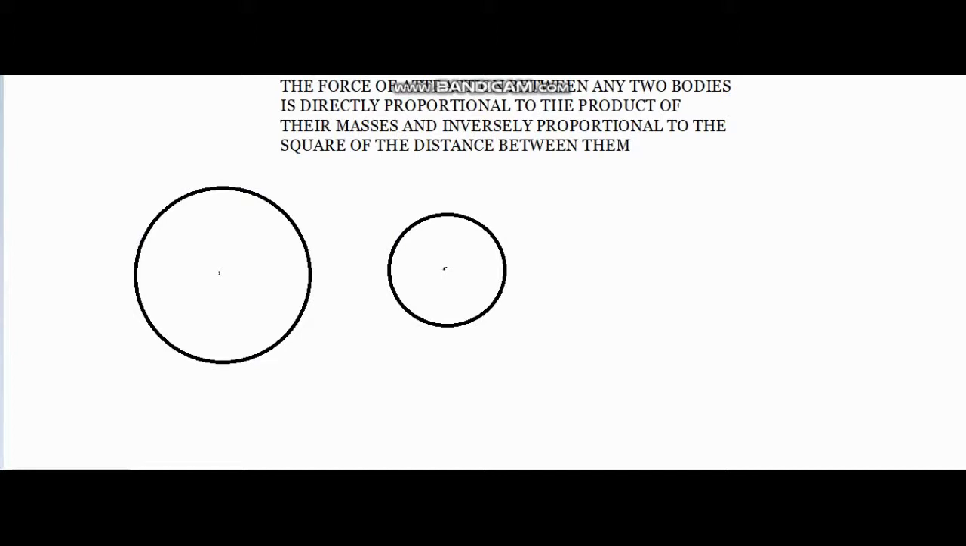Now here we're saying distance between them. What it really should read is distance between their centers. So in other words, this distance here, that distance is inversely proportional to the force. And so we can write a formula from the law that says G M m over R squared is equal to F.